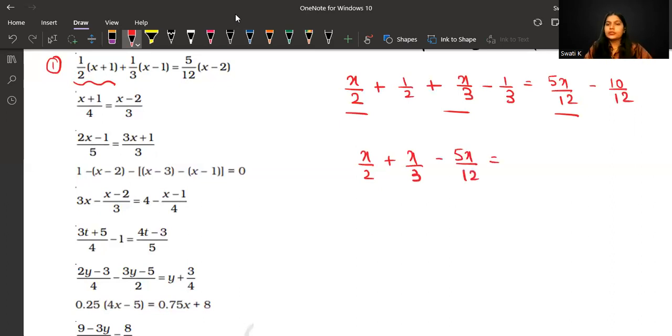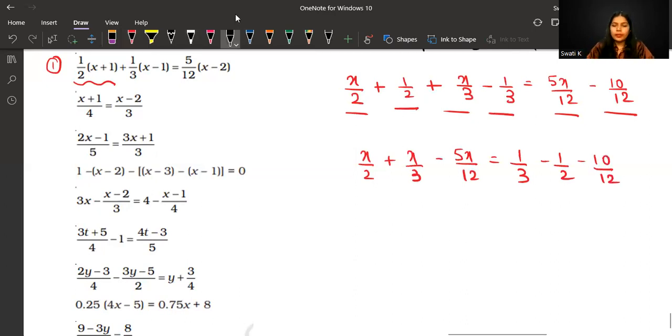So this minus 1 by 3, if I shift to the other side, it will become 1 by 3. This 1 by 2, if I shift to the other side, it will become minus 1 by 2. And this minus 10 by 12 is on its side only, so it is going to be minus 10 by 12 only. Here I'll take the LCM. Of course, 2, 3, 12, the LCM is 12 only. So 2 times 6 is 12, so 6x plus 3 times 4 is 12, so 4x minus 12 times 1 is 12, so 1 into 5x is 5x equals.